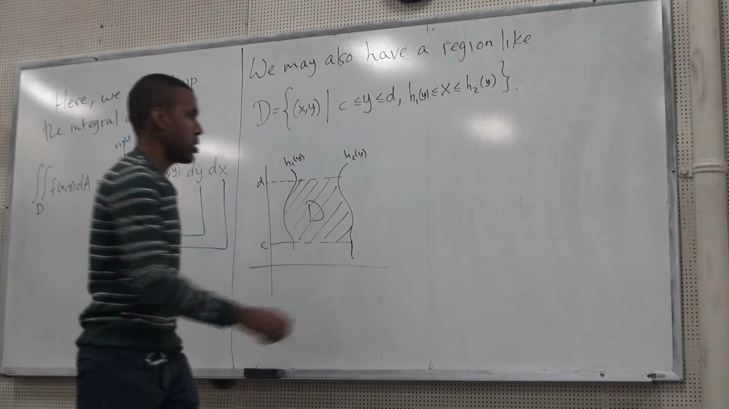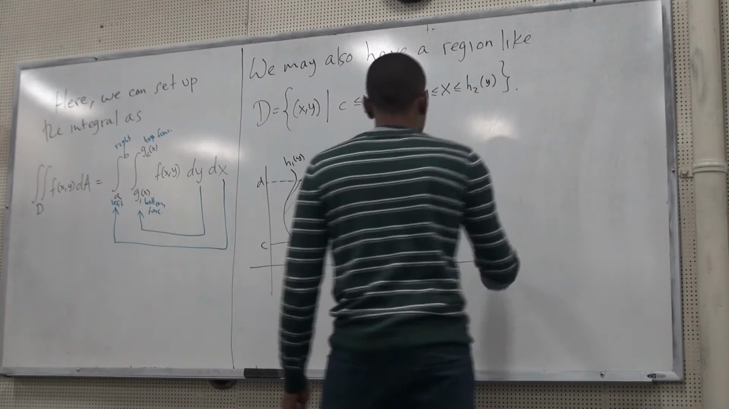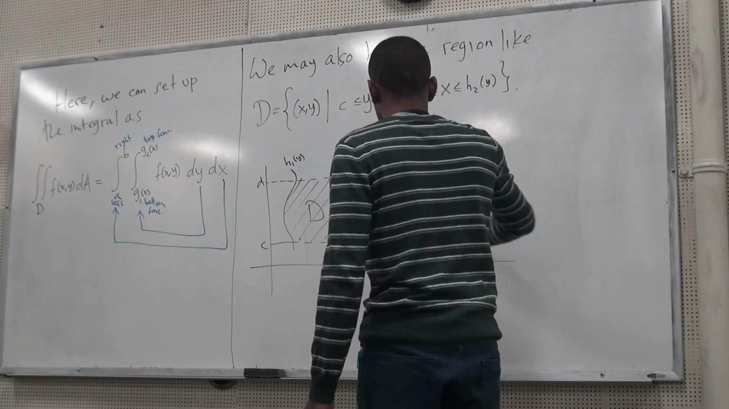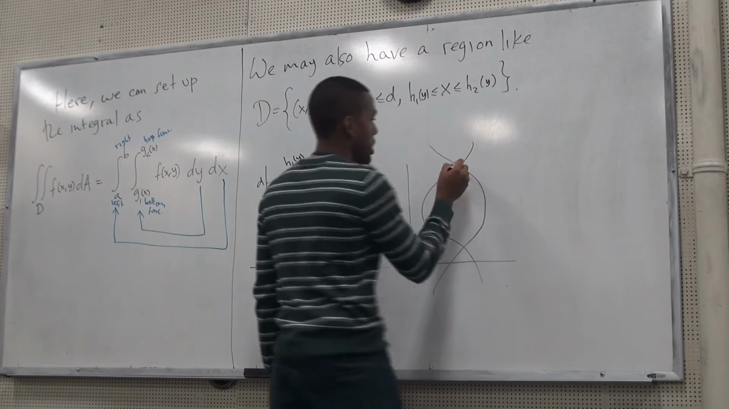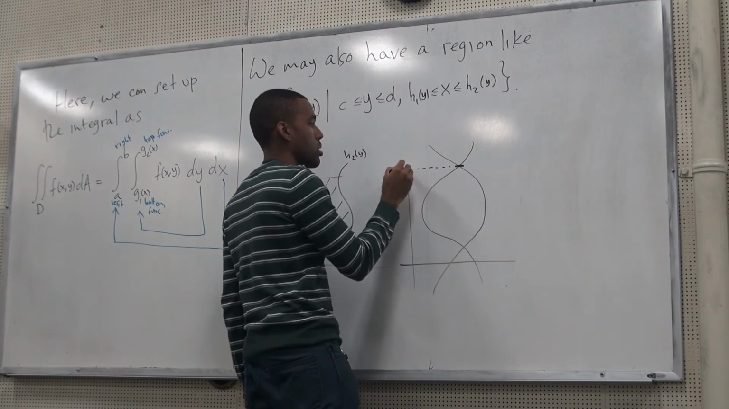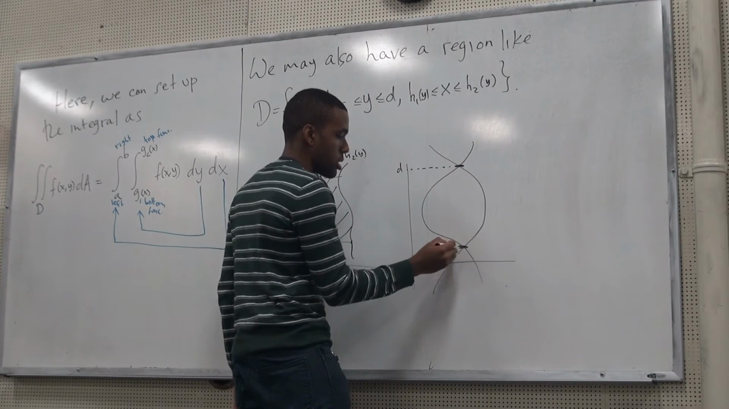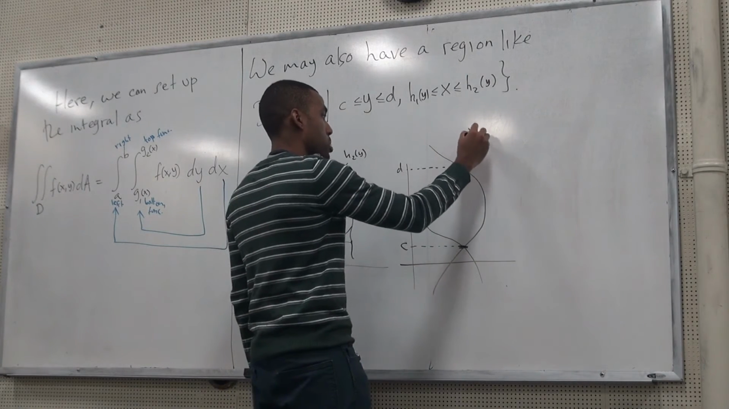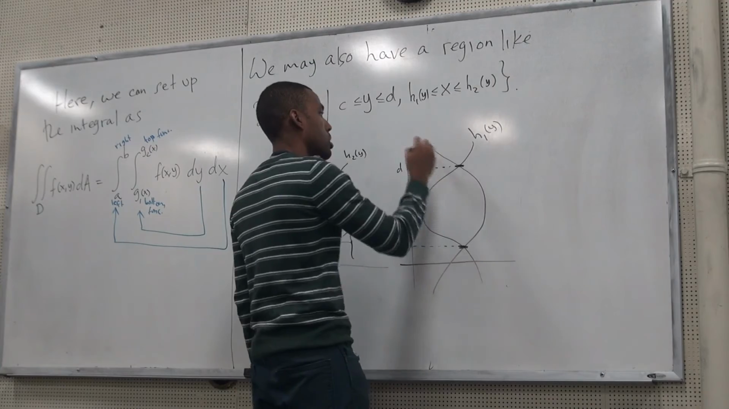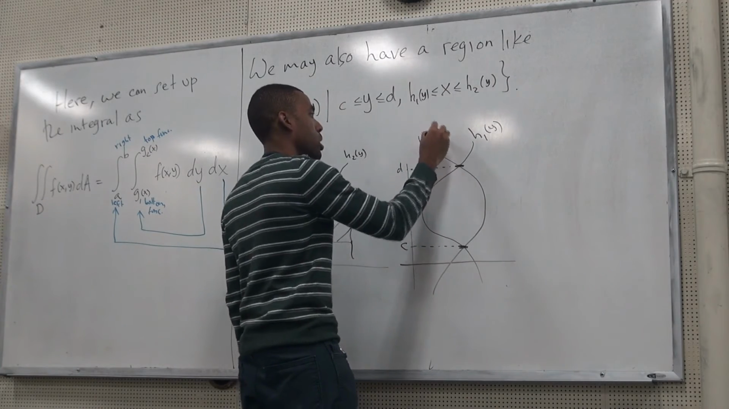Or again, I can have my two functions creating their own boundaries with their intersections, in which case this intersecting point will be the d, that intersecting point will be the c. This guy will be my h1 of y, this guy will be my h2 of y.